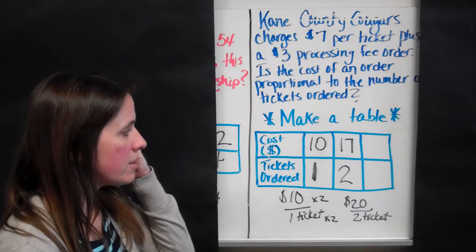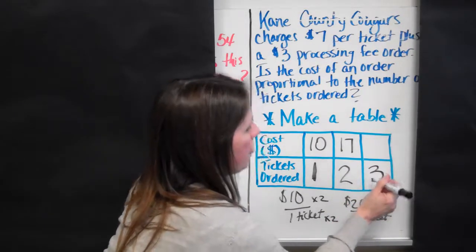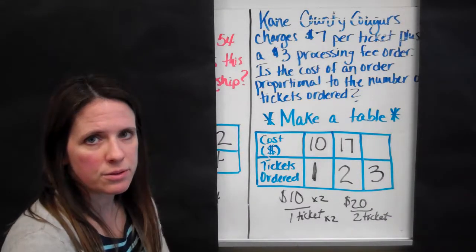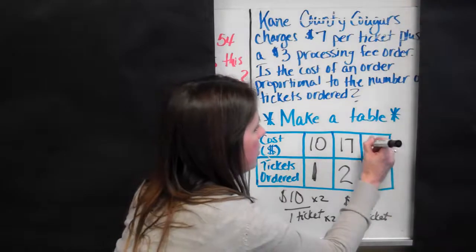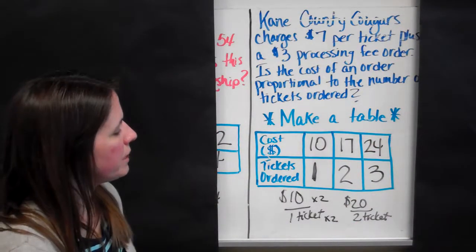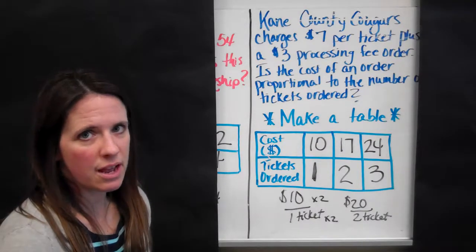And if we wanted to continue just to make sure, for 3 tickets, you would do 3 times 7, which is 21, and then add the $3 to get 24. And 24 over 3 also will not go down to the unit rate of 10 to 1. So this is not proportional.